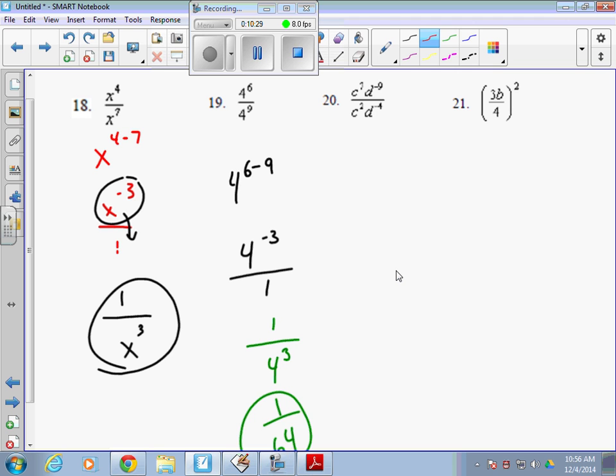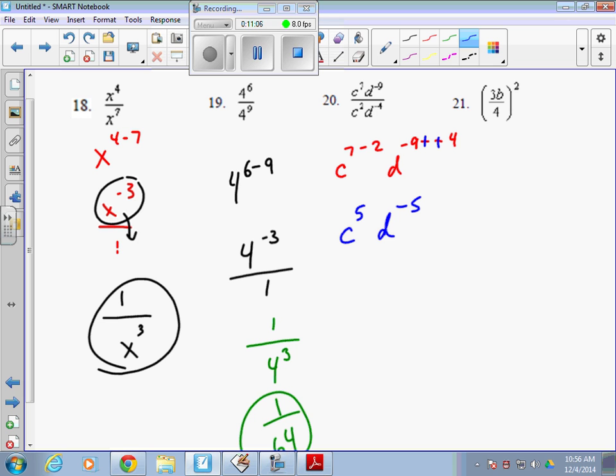C squared, c to the 7th, d to the negative ninth, over c squared, d to the negative 4th. C to the 7 minus 2, d to the negative 9 minus a negative 4. Anytime you're dividing, you're subtracting. Even though you're subtracting a negative, it becomes minus a negative, which always means plus a positive. So you have c to the 7 minus 2 is c to the 5th. D to the negative 9 plus 4 is going to be d to the negative 5th.